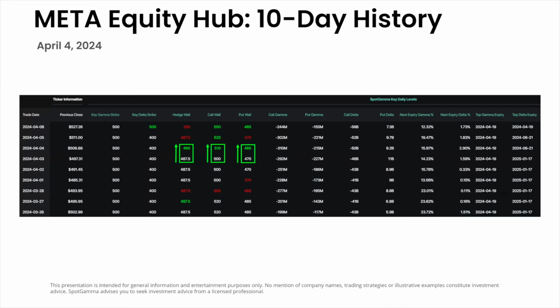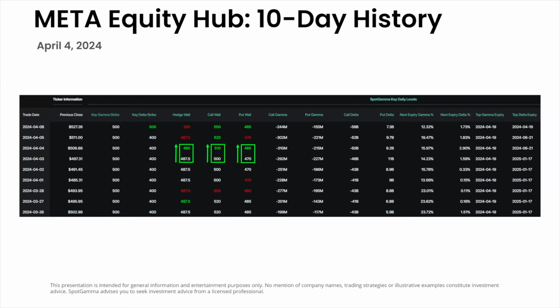The data in the tables in the previous slide comes from the 10-day history in Equity Hub. The 10-day history shows the changes in key daily levels and other metrics for the last 10 days. Note this screenshot was taken on April 8th. That is the following Monday from the date of the case study.